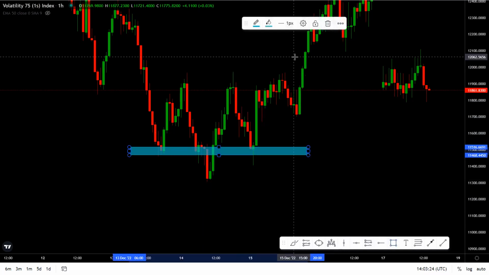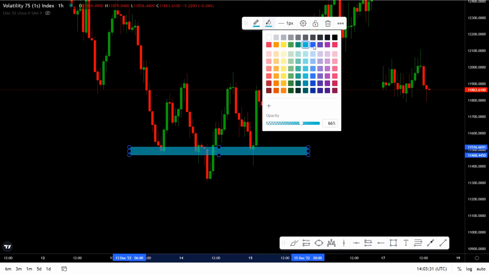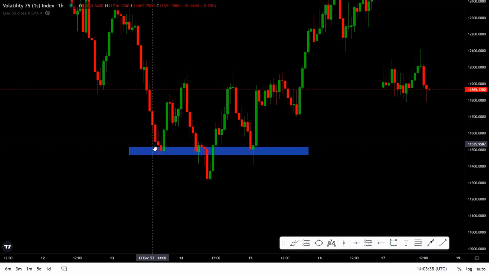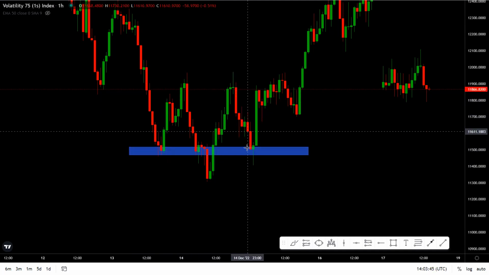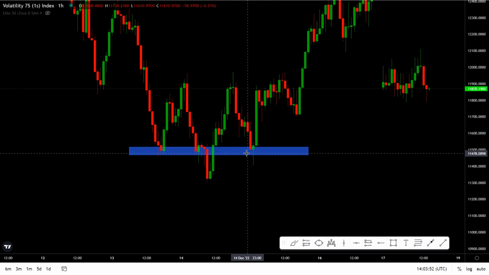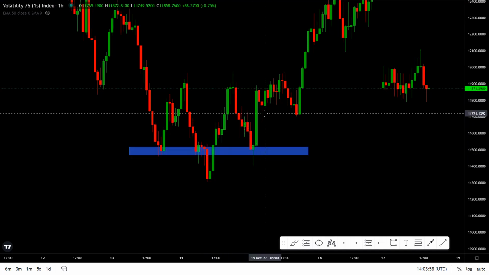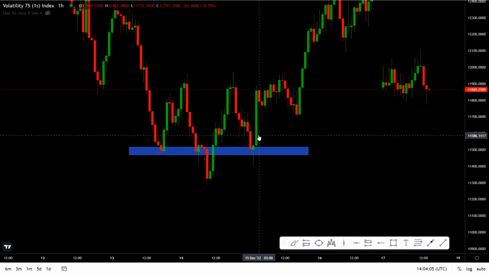Also, clearly, I noticed when we came into the very exact level where the left shoulder bounced off from, we had a nice rejection candlestick around the very same level, signifying a potential right shoulder, and also more like a confirmation for a nice bullish move to the upside.